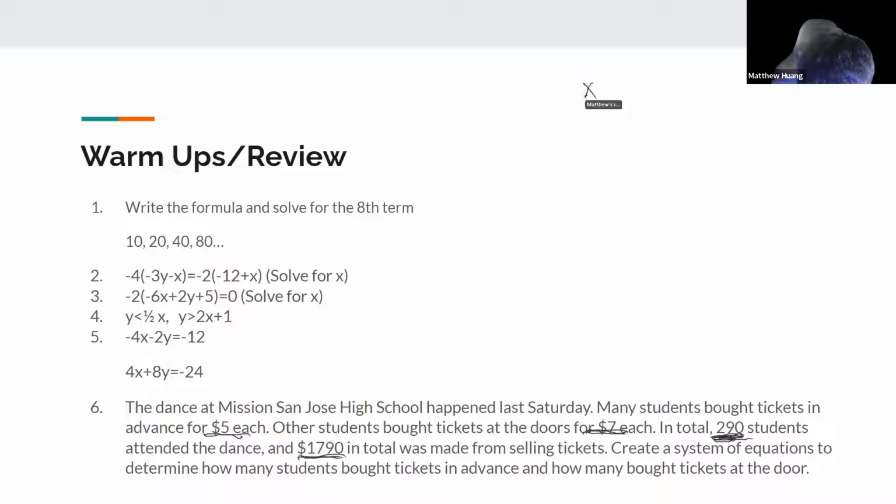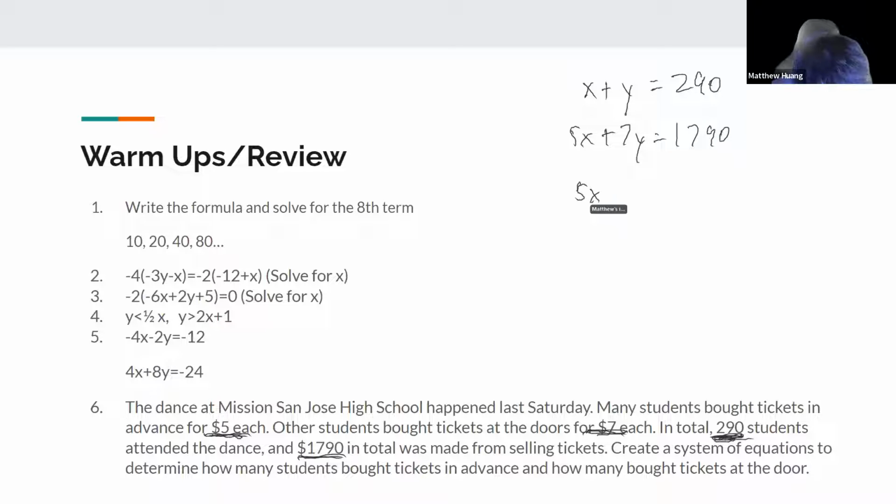So the first equation we can have is group of students A plus group of students B is just the total number, which is 290, right? And then now we can set up the group that bought the tickets for $5 each, and the group that bought it for $7 each. So 5 times that group number is how much they paid in total, and 7 times the other group number is how much the people who bought the tickets at the door paid in total. It's just the total amount of money made. So it's just 1790, right?